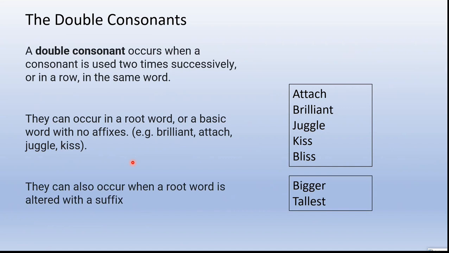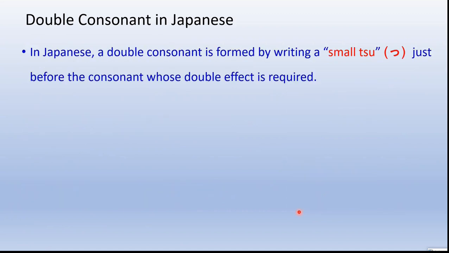Now there is another possibility where double consonants can occur when a root word is altered with a suffix, like big, bigger. In big we have a single G. In bigger we have two G's. Similarly in tallest we have this double L, although in tall also we have double L. So these are all examples of double consonants in English. Now let's see how it goes in Japanese.